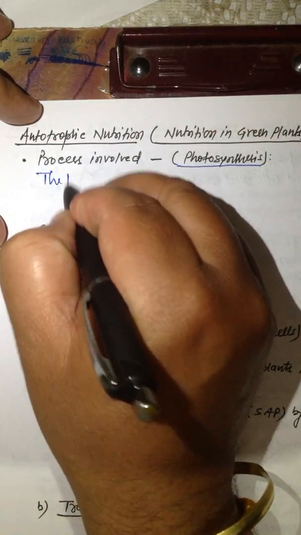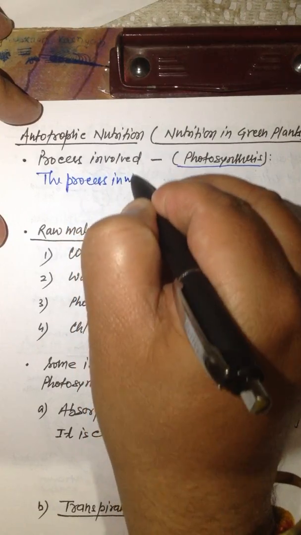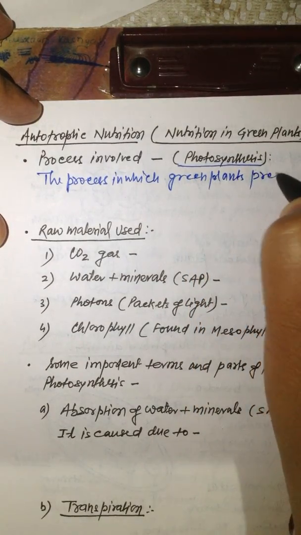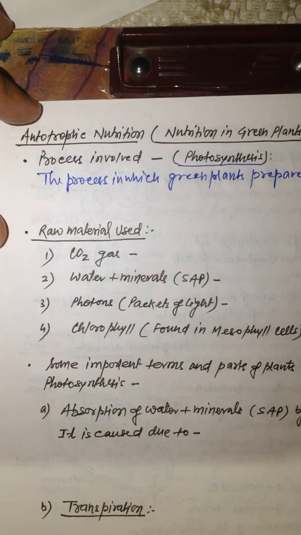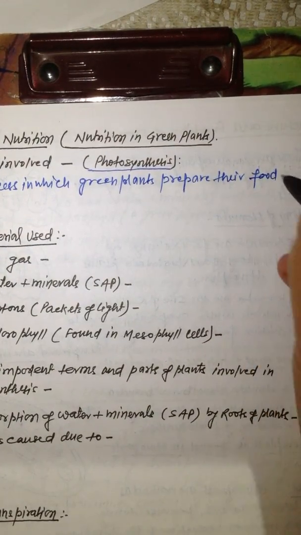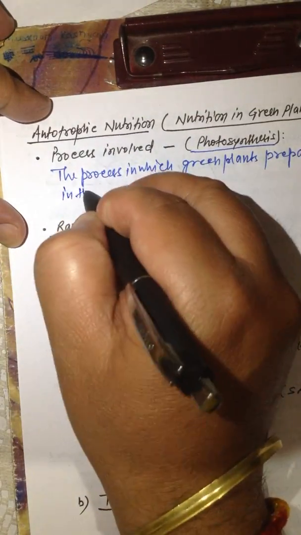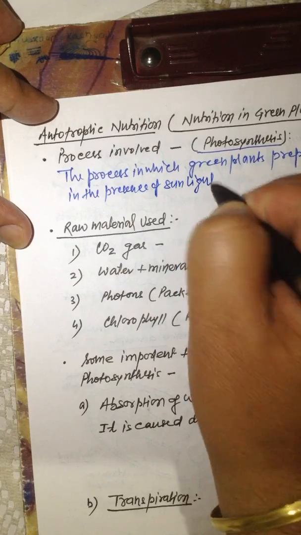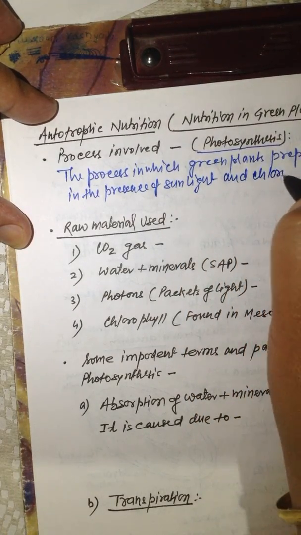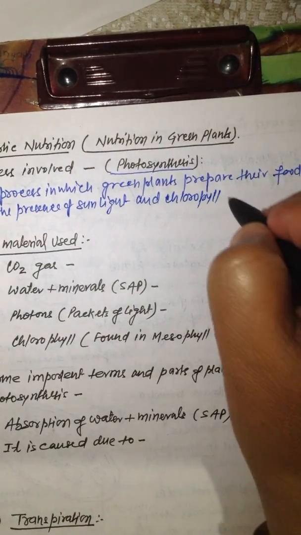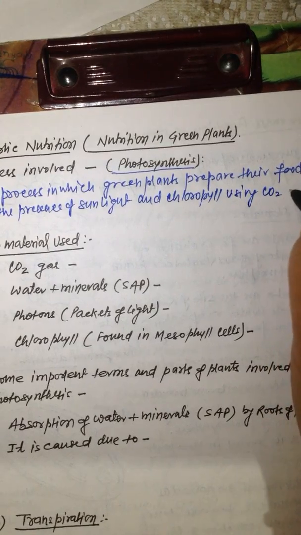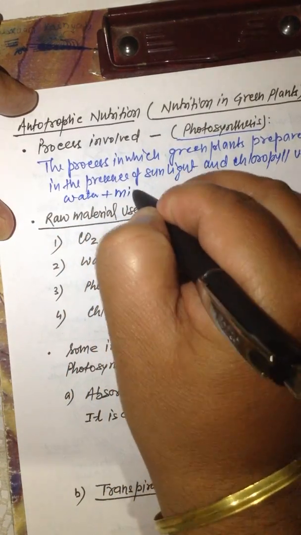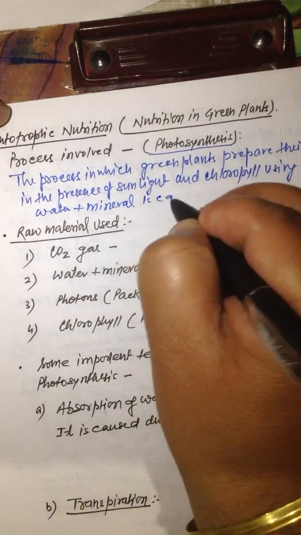The process in which green plants prepare their food in the presence of sunlight and chlorophyll, using CO2 and water plus minerals, is called photosynthesis.